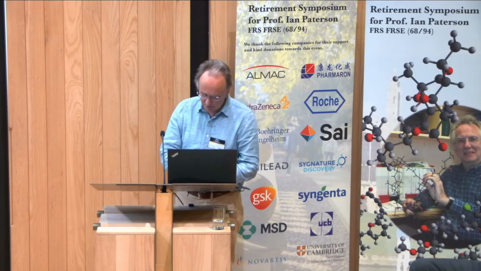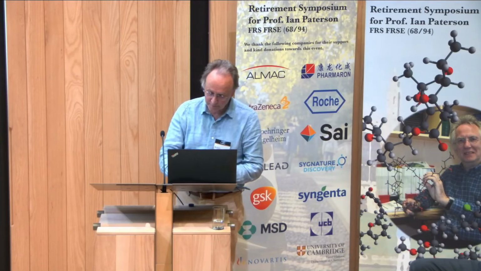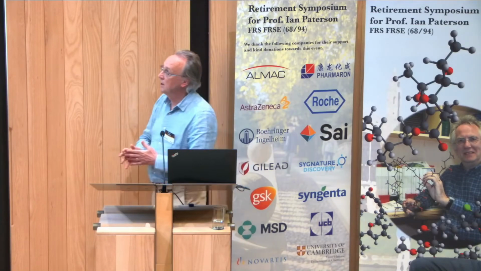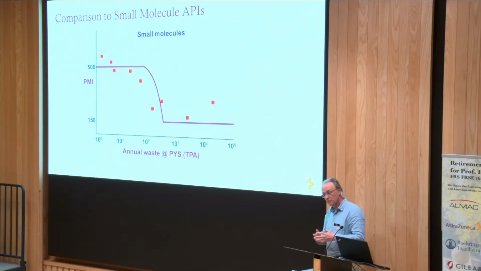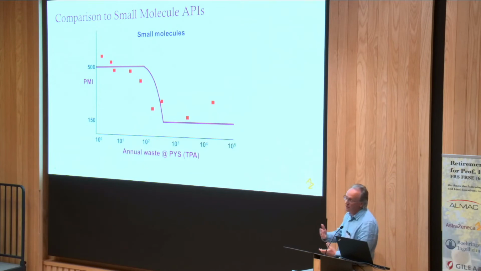So just to have a look at a kind of comparison. This is a way of looking at waste for manufacture. PMI stands for process mass intensity, and it's simply the kilos of waste per kilo of product. Kilos of the materials that you use per kilo of product. And that line represents a kind of target that we have for our small molecules.